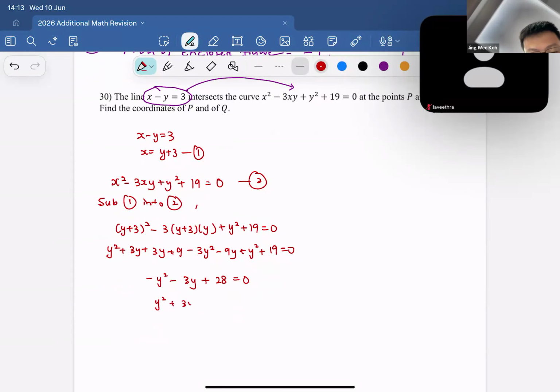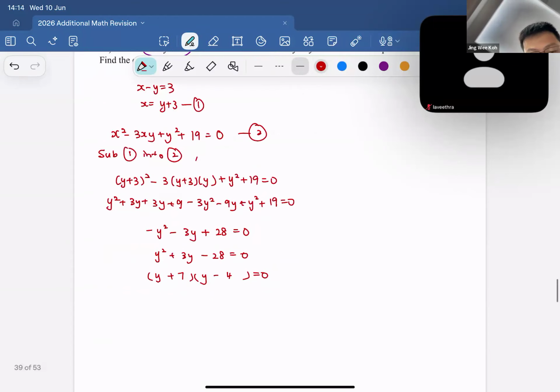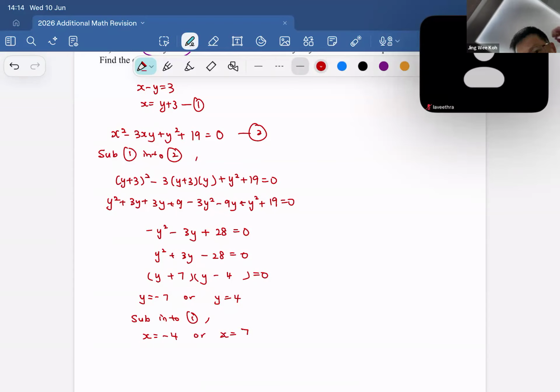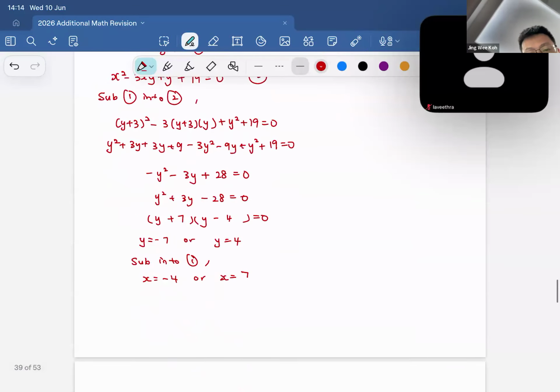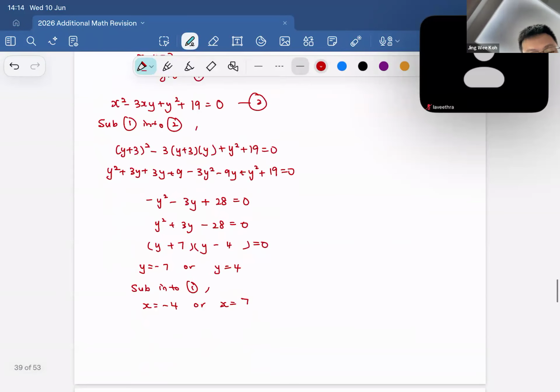So you times negative 1, then you factorize. So from here, we know y equals negative 7 or y equals 4. So sub into equation 1, x will be equal to negative 4 or x equals 7. Okay, we have to see that the question asks for coordinates of P and Q. They never specifically say which is which, so you can just write P is (negative 4, negative 7), then Q is (7, 4).